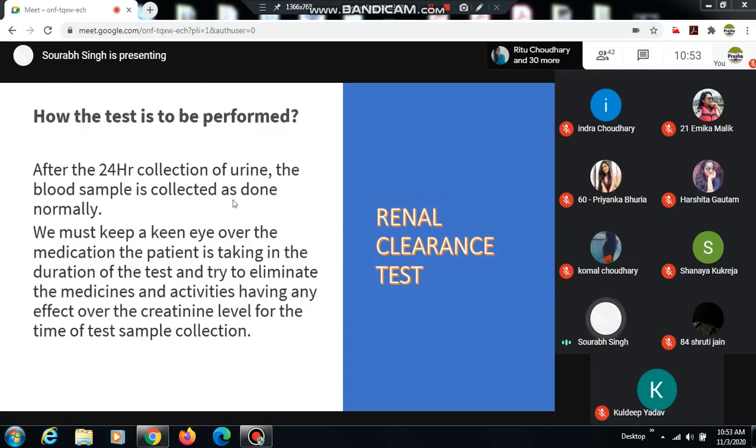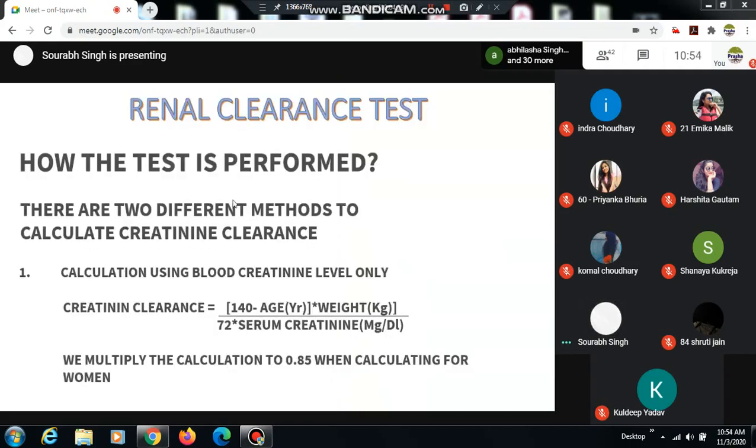The patient is kept under observation because there are some kinds of medicines which will raise or decrease the creatinine level of the body. So for the duration of the test, which means the 24-hour clock, eliminate all the factors which will either increase or decrease it, which can be medicines or physical exercises which will directly affect the creatinine level of the blood. So how do we calculate the creatinine clearance?